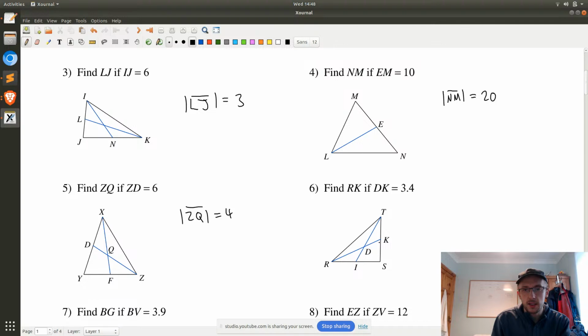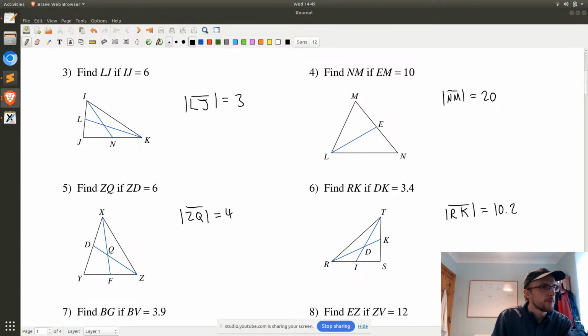Find RK if DK is 3.4. So 10.2. So 3, so 20. So 4 and 10.2. Okay.